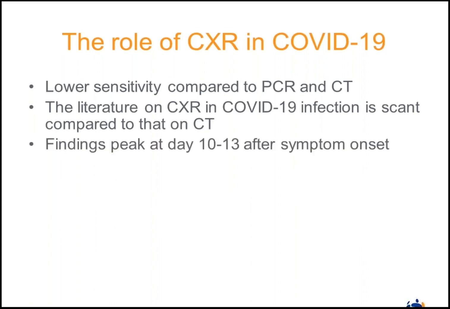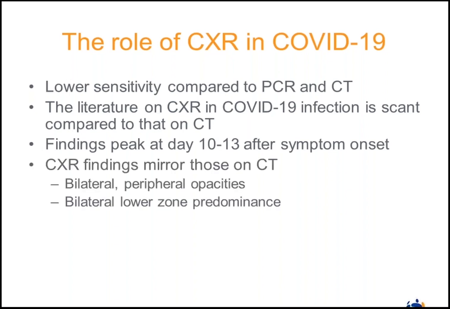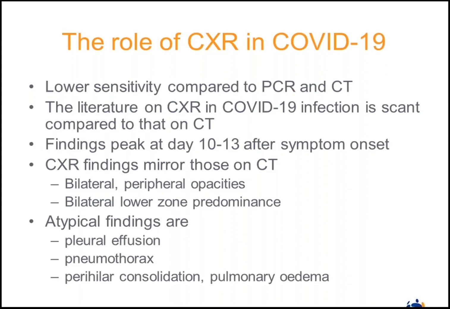The findings in the chest X-ray typically take a little bit longer to peak. So rather than peaking at day 6 to 10 for CT, they peak at about day 10 after the onset of symptoms. But the chest X-ray findings, it may be a blunter tool, but they do mirror those that we find on CT. So bilateral peripheral opacity, usually with a basal predominance. And the atypical findings are the same.